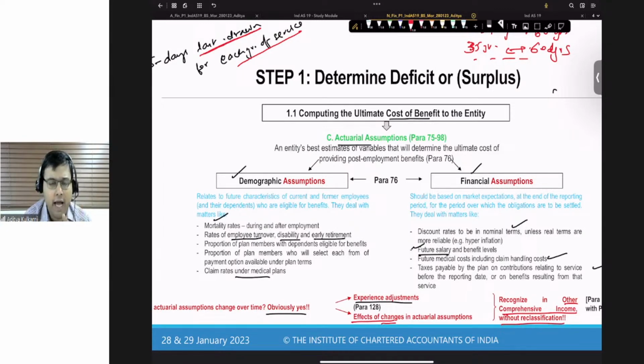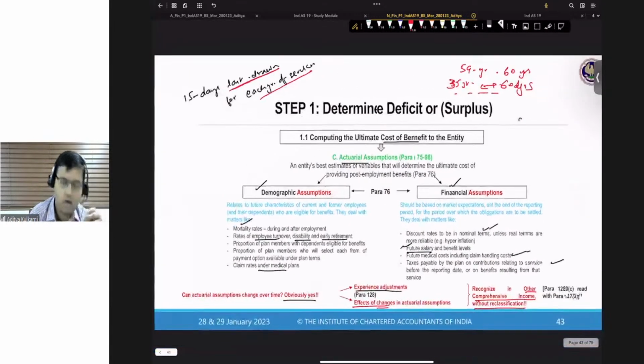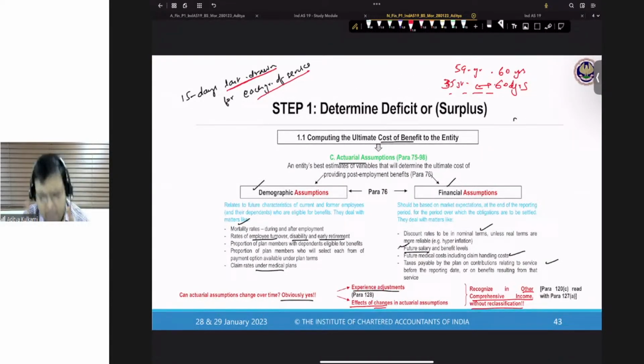So what entities could do is, look, this is all a game of assumptions. It's everything about assumptions, everything about estimates. So what entities could do is, in a year when the profits are less, they could probably change the assumption. They could change the assumption in a manner that the future liability goes down, expense to be booked goes down, and profit could be made to increase.